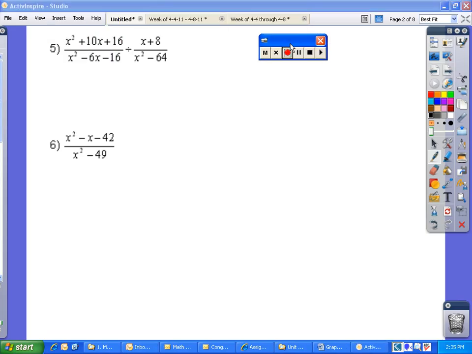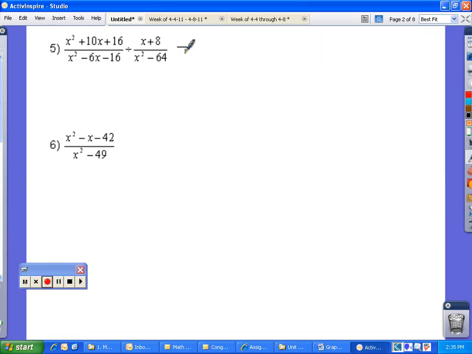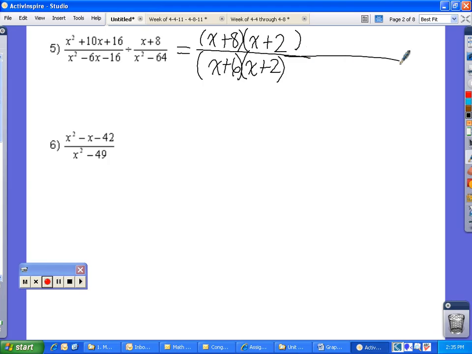Okay, so this is division, so I'm going to first factor and flip. I'm going to factor this first one as x plus 8 and x plus 2. On the bottom, I'm going to factor as x plus 6 and x plus 2. And now I'm going to flip the second one. So this x plus 8 is actually going to go on the bottom.